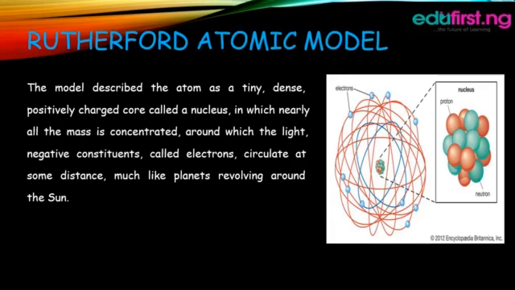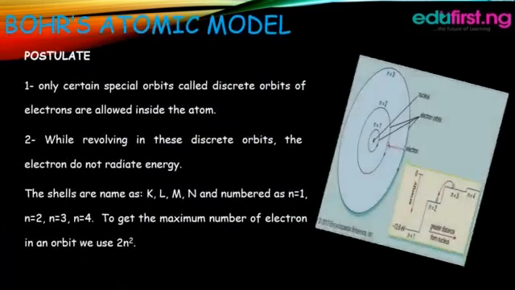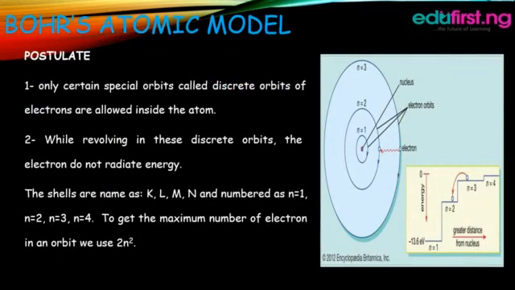After so much struggle, a scientist came out with an experiment, and this was Niels Bohr. Niels Bohr named his model Bohr's atomic model, and this is what he said. He had two postulates. The first postulate says only certain special orbits, called discrete orbits, of electrons are allowed inside an atom. These discrete orbits we also call energy levels, or in another word, shells. The second postulate says that while revolving in these discrete orbits, the electrons do not radiate energy. That is, since these electrons are situated on this orbit as they revolve around the nucleus, they will not lose their energy.